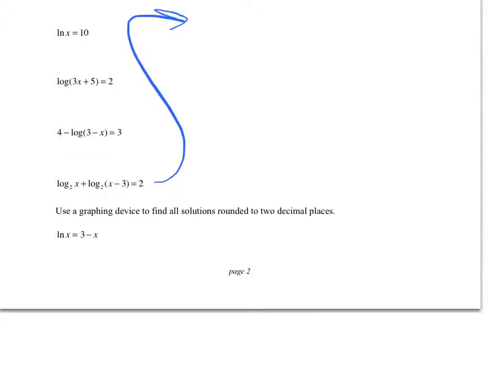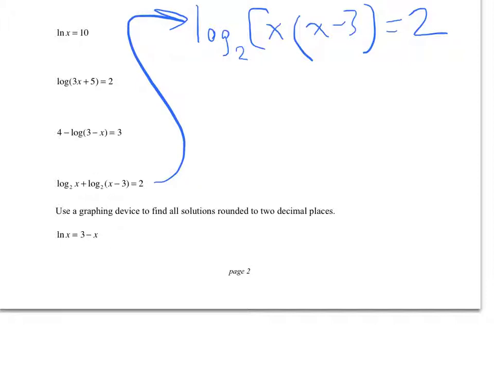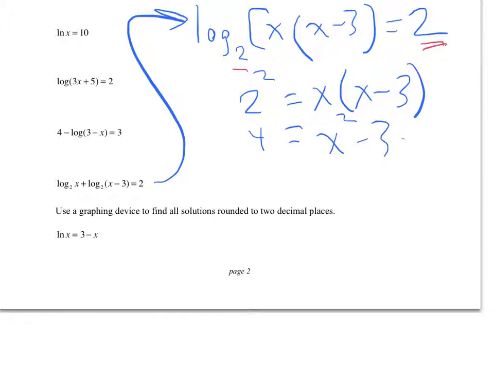Laws of logarithms tell us that the sum of two logs is the log of a product. And so we have the base 2 log of the product, x times x minus 3, and that has to equal 2. Once again, we can re-express this in exponent form, the base 2 log raised to the power 2 here. So the base 2 log, and this 2 is the exponent. And so we rewrite this as 2 squared equals x times x minus 3. 2 squared is 4, so 4 equals x squared minus 3x. That's a quadratic equation. I'll let you solve that one on your own.